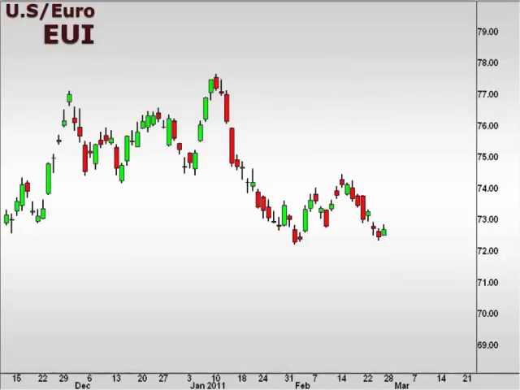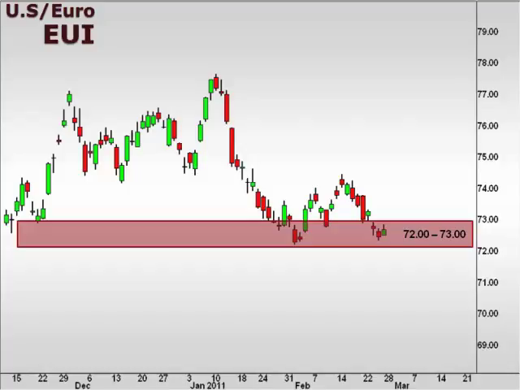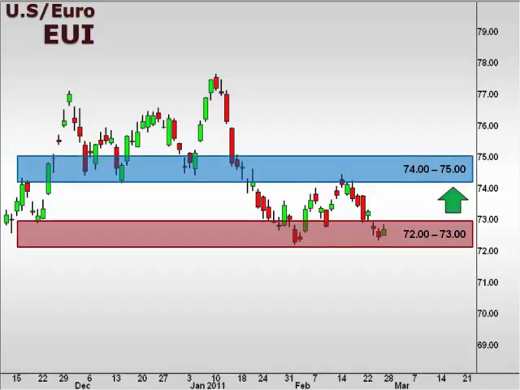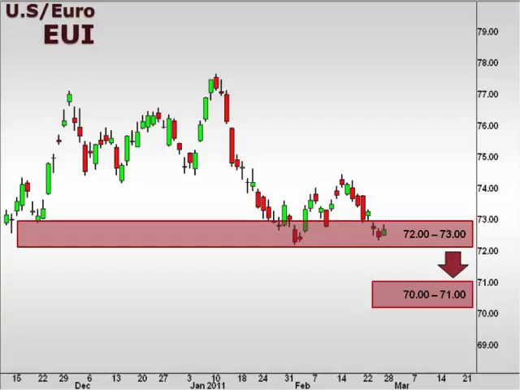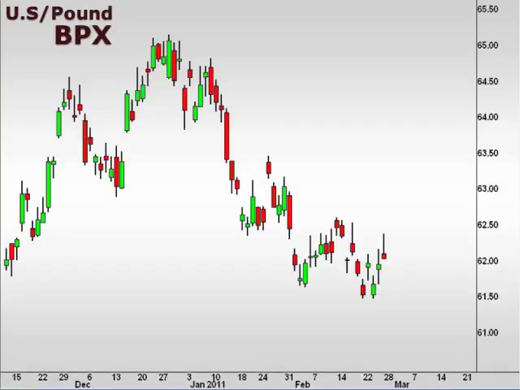Let's take a look at the EUI, the U.S. versus the Euro. The EUI continued lower as expected, but currently tests the 72-73 support. Until we see a break above 74, we are likely to see a continuation lower. A break below 72 would signal a continuation down towards that 70-71 box.